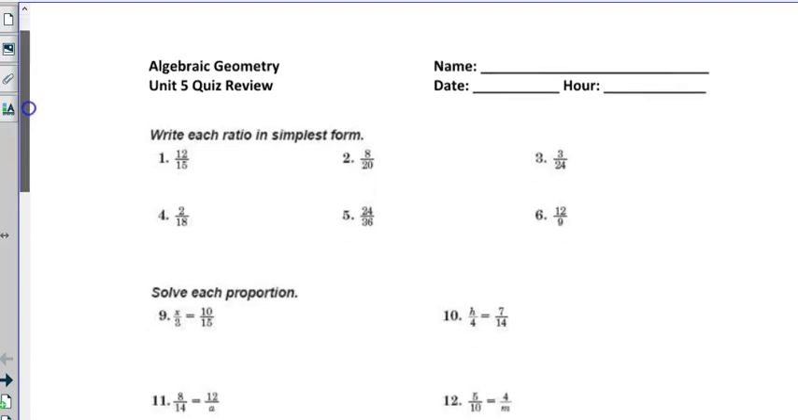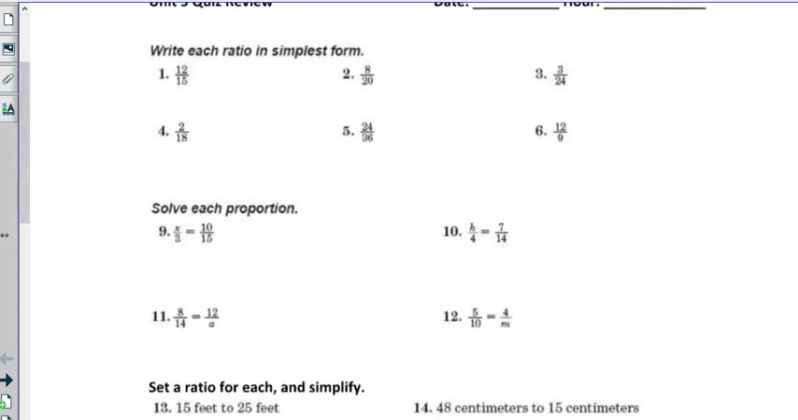All right, Unit 5 quiz review. Write each ratio in simplest form. All that's doing is reducing your fractions. So 12 over 15, what goes into 12 and 15? All right? 3 goes into both of them, right? So that's going to be 3 times 4, 3 times 5, you're done.